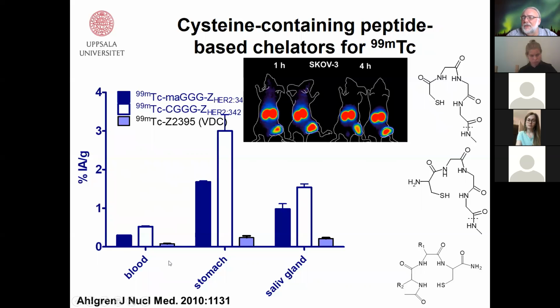And we clearly could see stabilization, not only compared to mercaptoacetyl, not only to cysteine on N-terminus, but also compared to mercaptoacetyl-based chelators. And we did imaging, very nice image already 1 hour after injection, some background in the blood pool, which was nearly completely gone by 4 hours after injection. So this in principle worked.